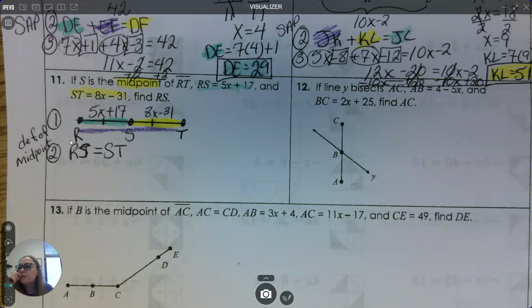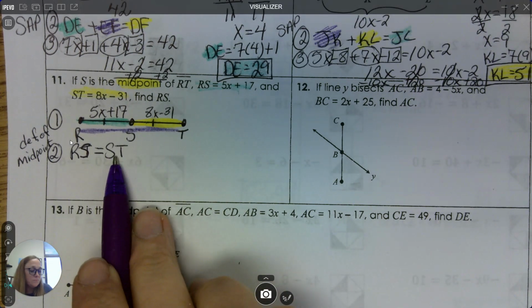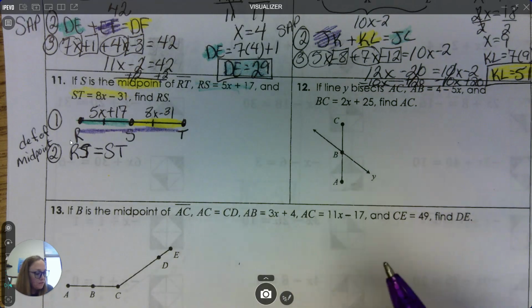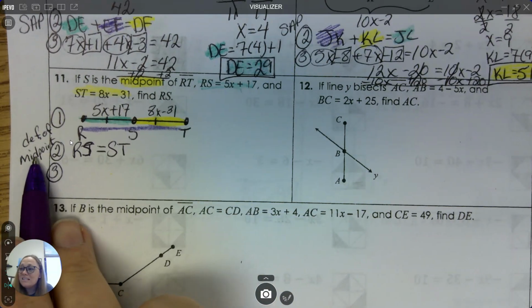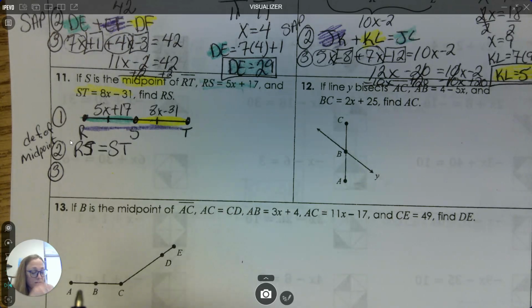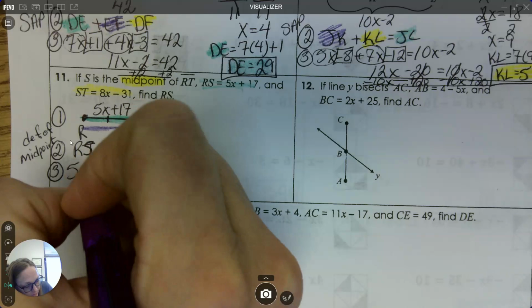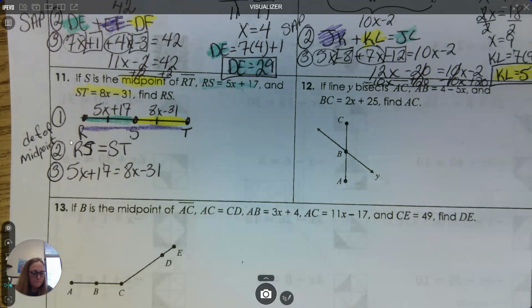That is my proof. So if I was doing a two-column proof, I had RS equals ST on the left side. My right column, my reasoning, would be definition of midpoint. And again, we're reviewing this just to make it easier on us later on in the year when we get to two-column proofs. Okay, 5x plus 17 equals 8x minus 31.